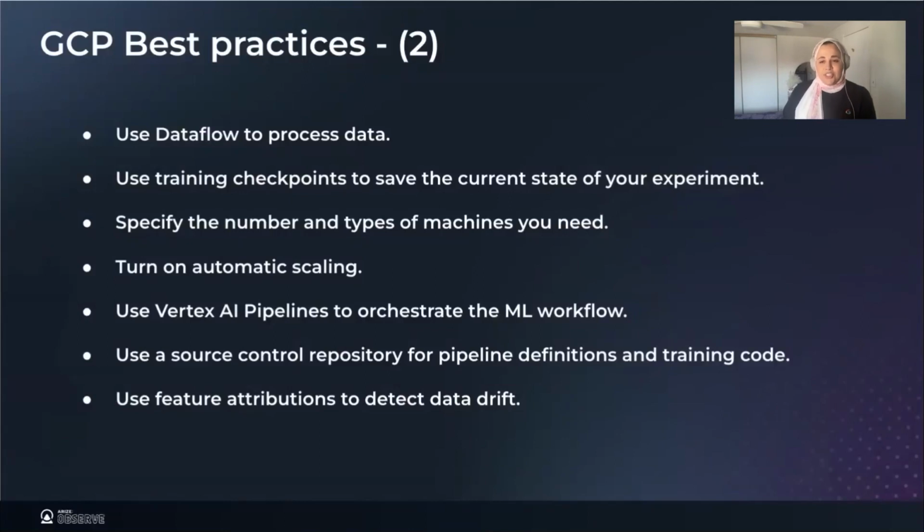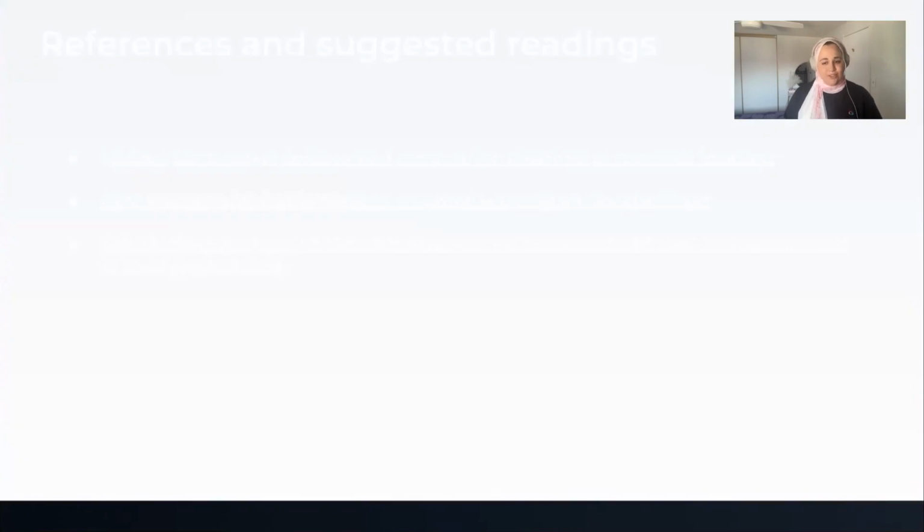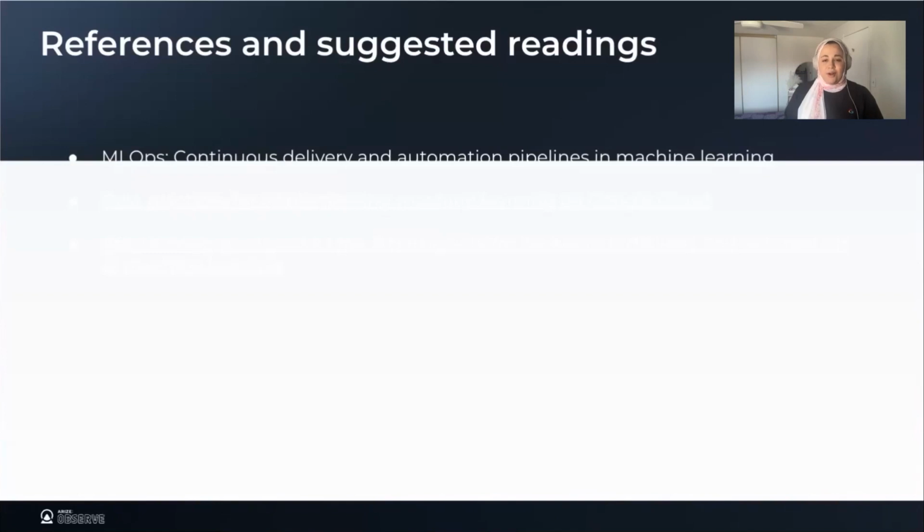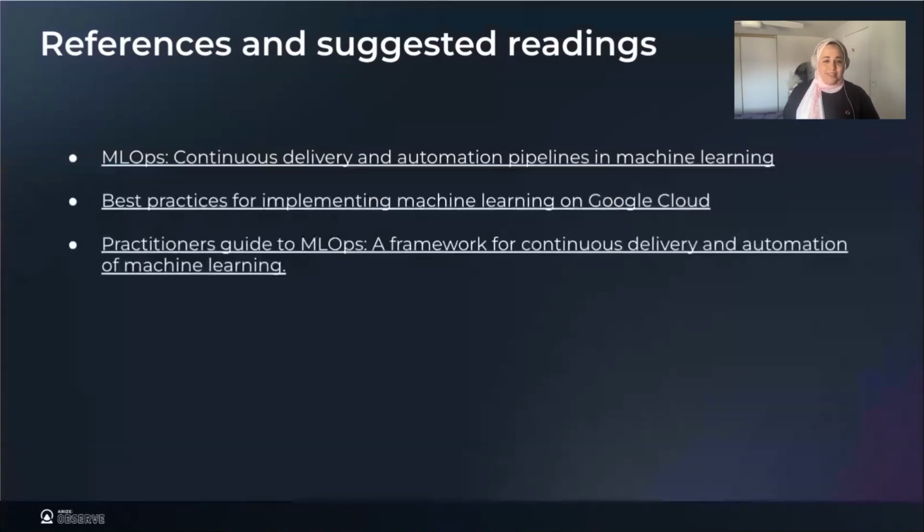Using Artifact Registry to store, manage, and secure Docker container images without making them publicly visible is highly recommended. And the last point would be using feature attributions to detect data drift. You can use it with Vertex Explainable AI to detect data drift. Feature attributions also help you detect any degradation in model performance.